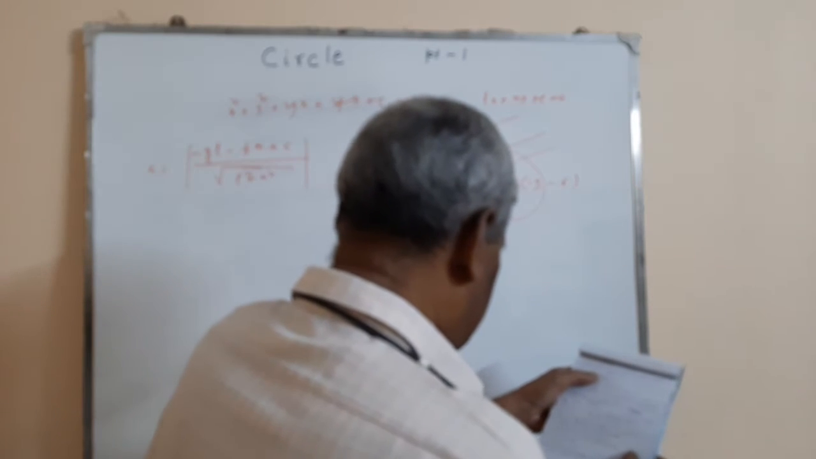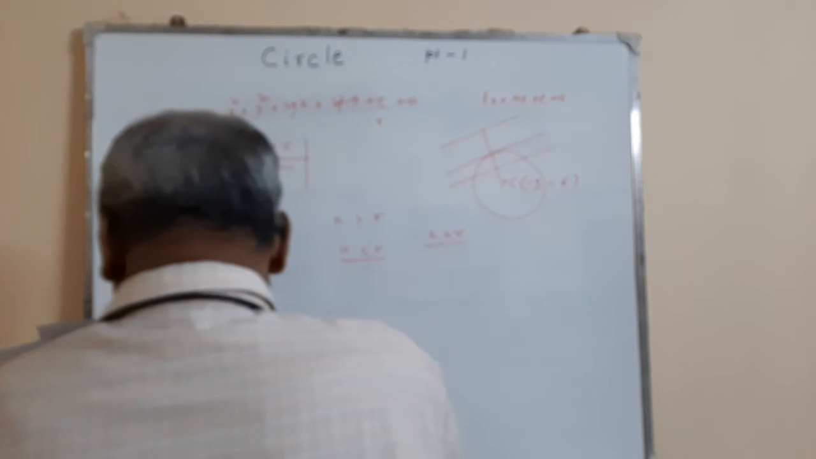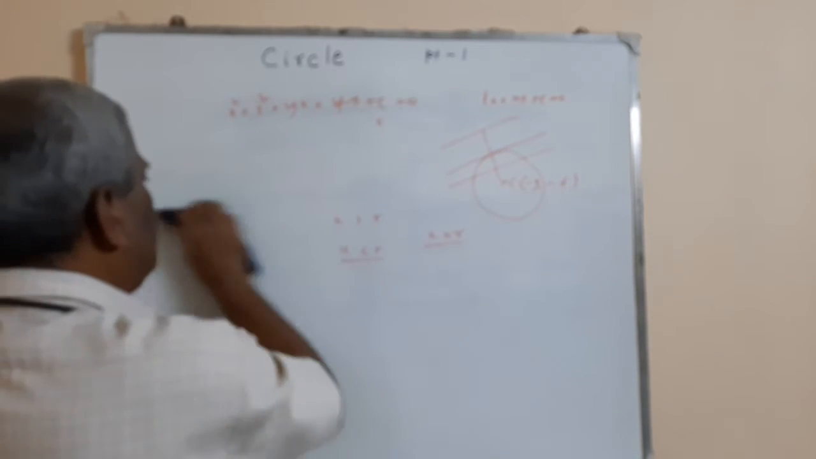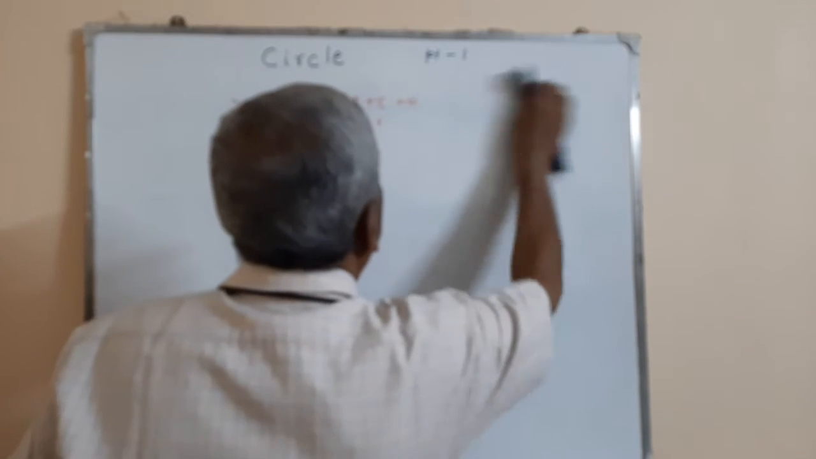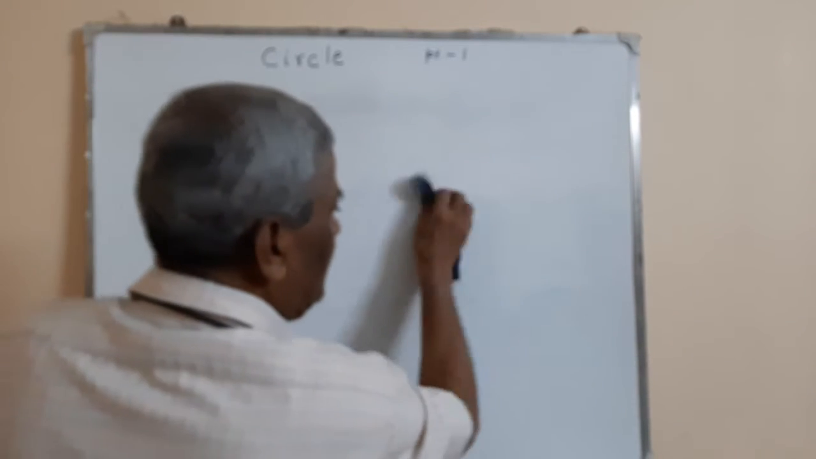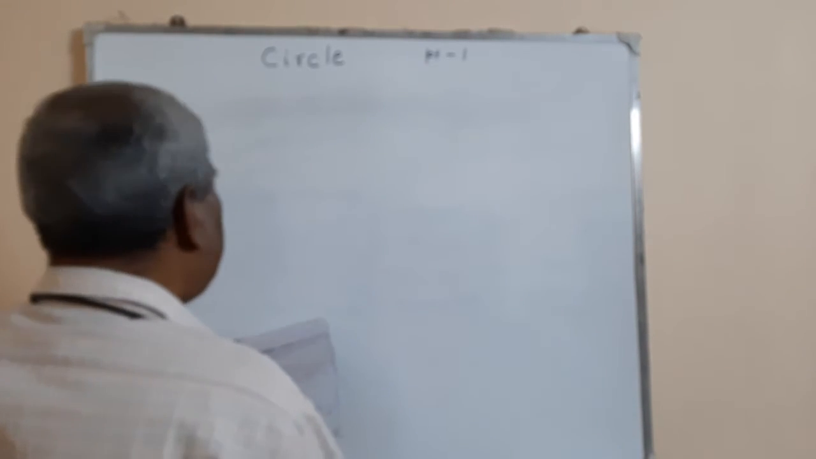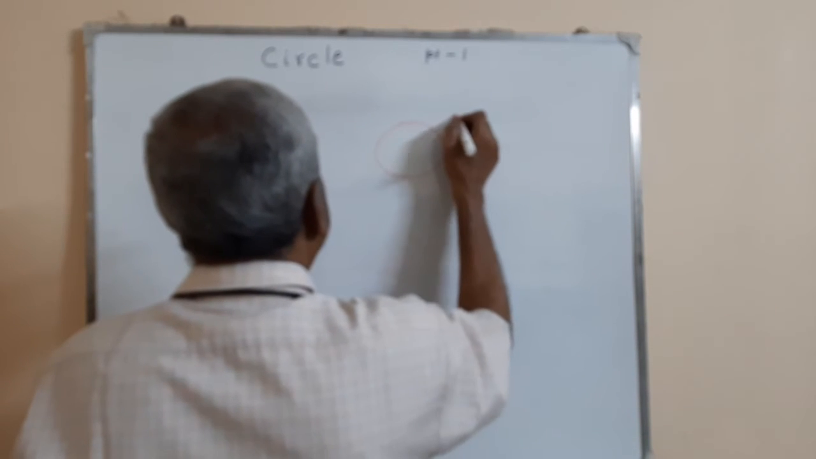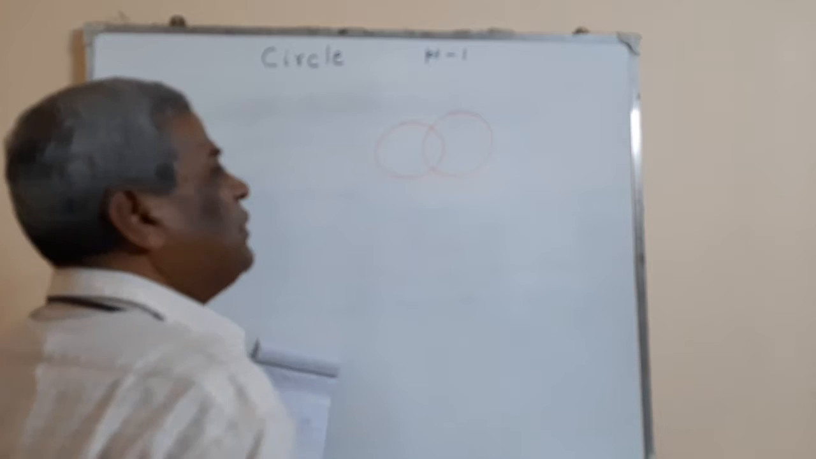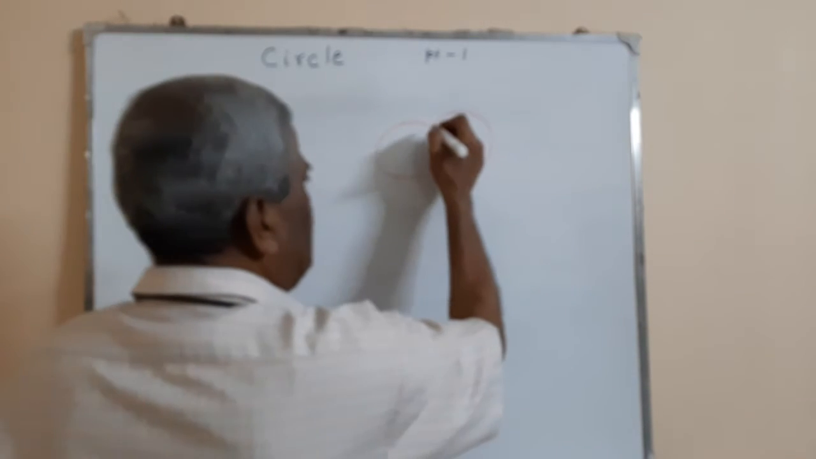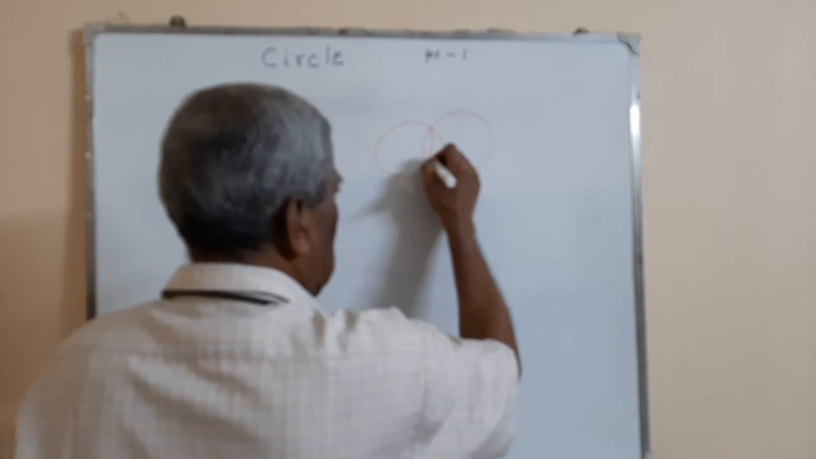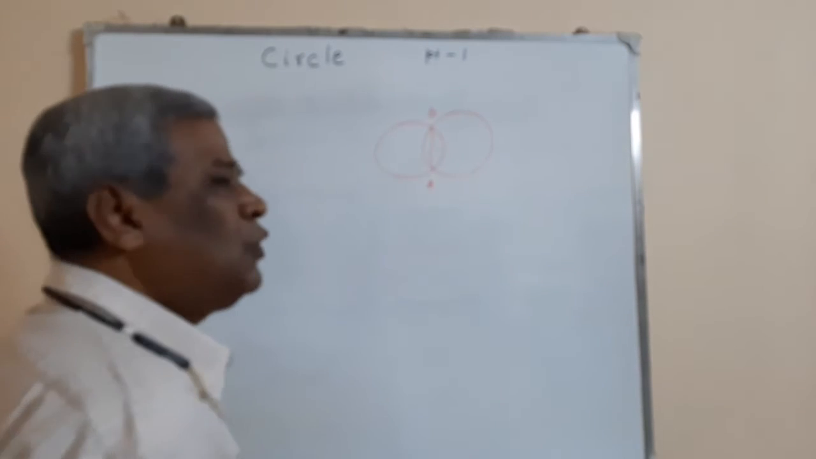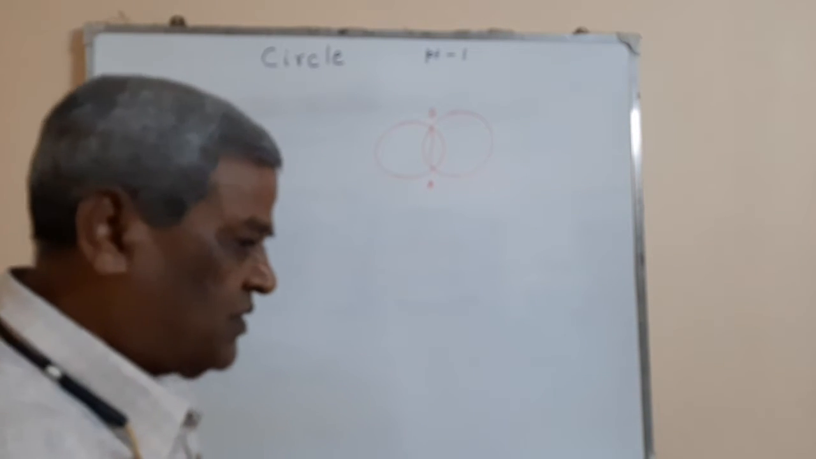Base. Common chord of two circles. Suppose two circles meet. In that case, AB is the common chord of the two circles.